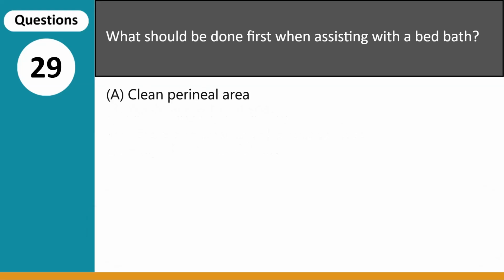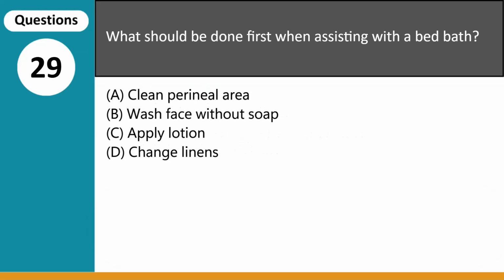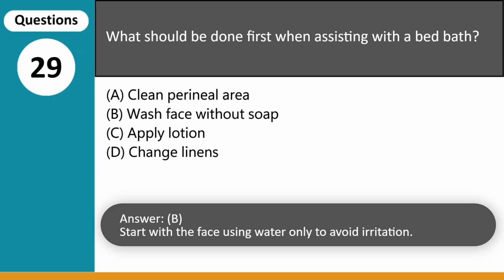What should be done first when assisting with a bed bath? A. Clean perineal area. B. Wash face without soap. C. Apply lotion. D. Change linens. Answer: B. Start with the face using water only to avoid irritation.